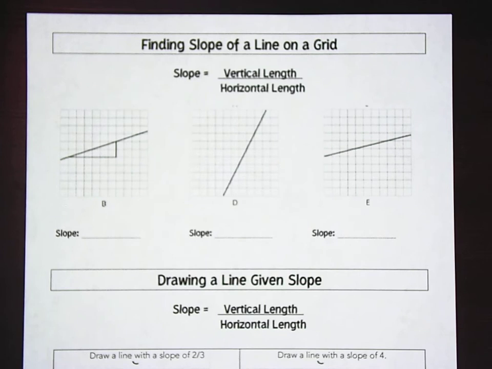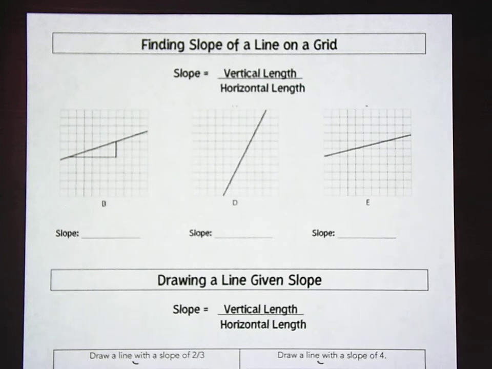Today we're going to take a look at finding the slope of a line on a grid. So we're going to use slope triangles to help us with this. First of all, slope is calculated by taking the vertical length and dividing it by the horizontal length, or looking at that ratio of vertical length over horizontal length.